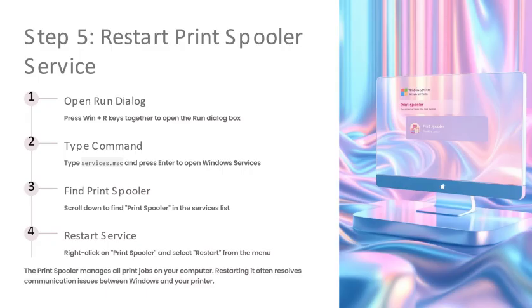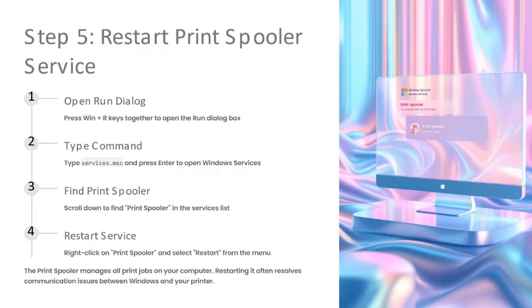Step 5. Restart Print Spooler Service. Open the Run dialog. Press the Win plus R keys together to open the Run dialog box. Type services.msc and press Enter to open Windows Services. Find Print Spooler. Scroll down to find Print Spooler in the Services list. Restart Service. Right-click on Print Spooler and select Restart from the menu.